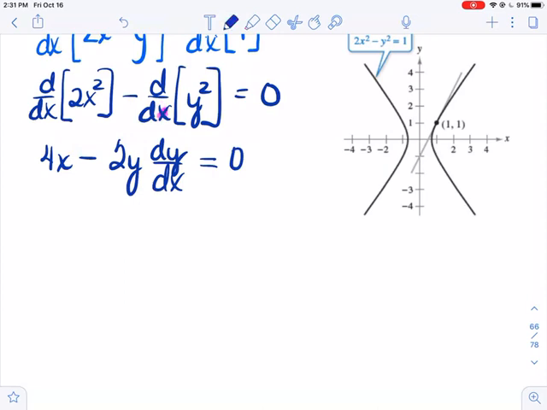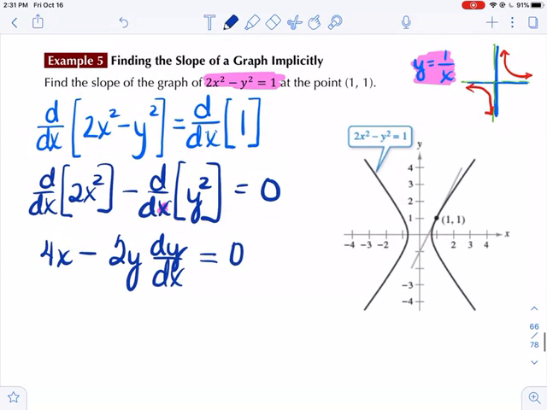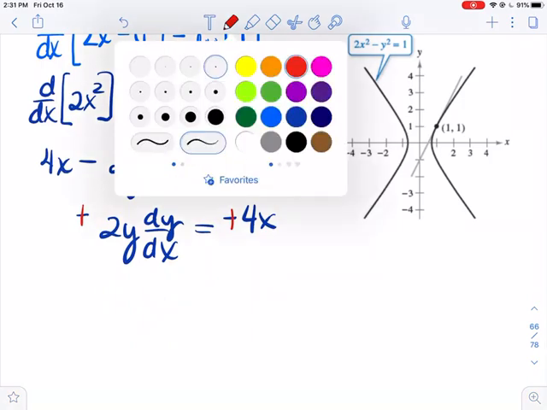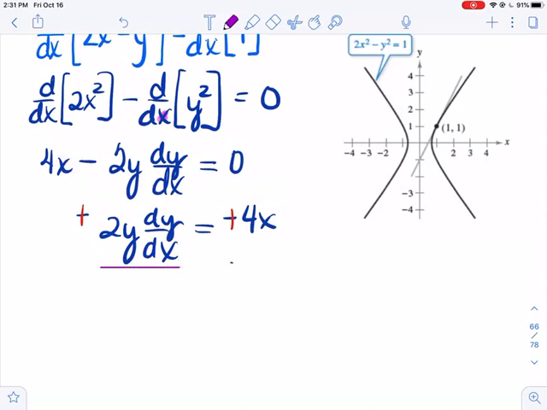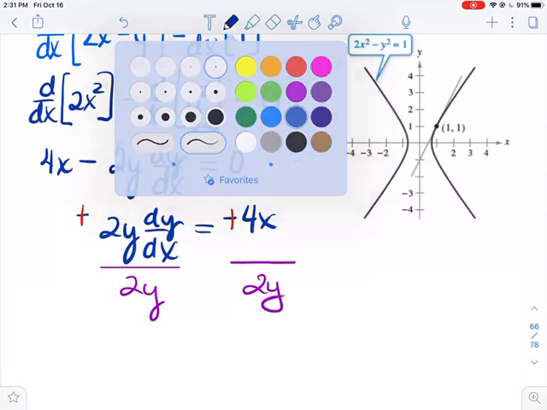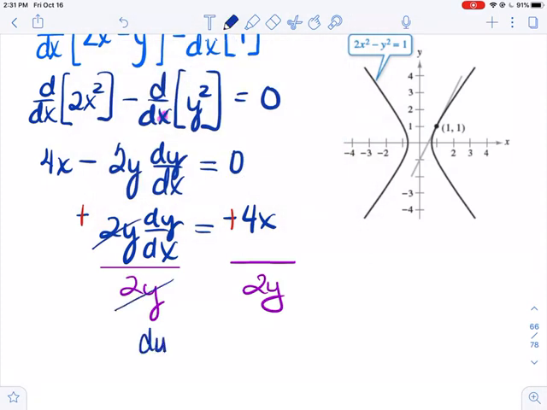So now we want to isolate. Our method is that we get all the dy/dx terms on one side of the equation. So we leave the negative 2y dy/dx on the left, and we take the negative 4x over to the other side. Of course, we can use our double negative rule here. Now we divide both sides by 2y, and we get our isolated expression. The 2y's cancel, and dy/dx is equal to 2x over y.